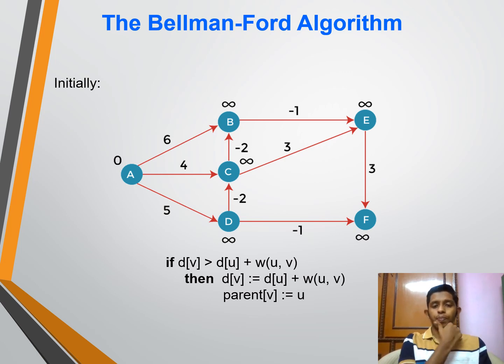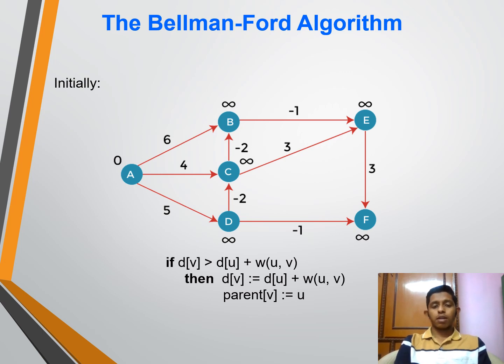For example, here A to B is 0 plus 6, and the initial value of B is infinity. Since 6 is less than infinity, we consider 6. And then A to C, the initial value at C is infinity. 0 plus 4 is 4. 4 is less than infinity, so we consider 4 as the value of C. And then A to D, D has infinity as an initial value, but the A to D cost is 5. 0 plus 5 is 5. Since 5 is less than infinity, we consider 5 as the value of vertex D.